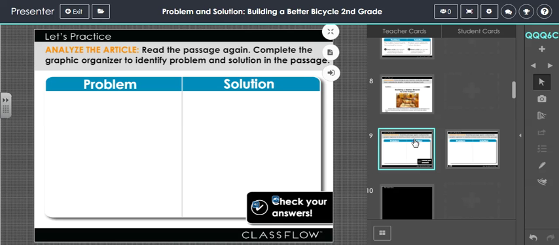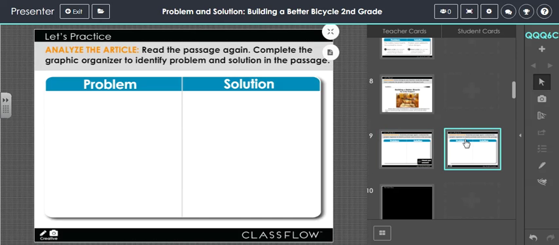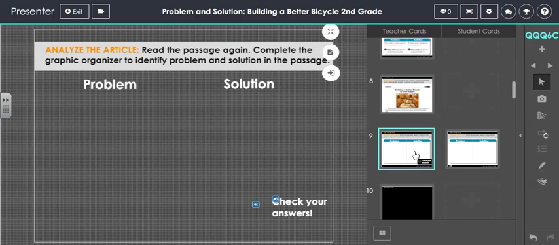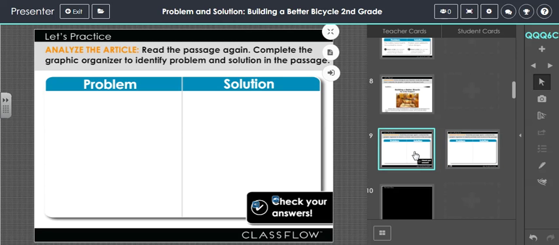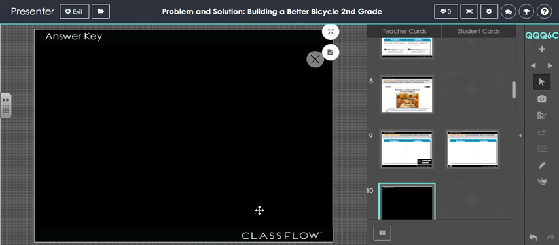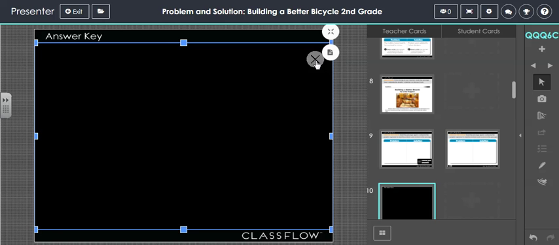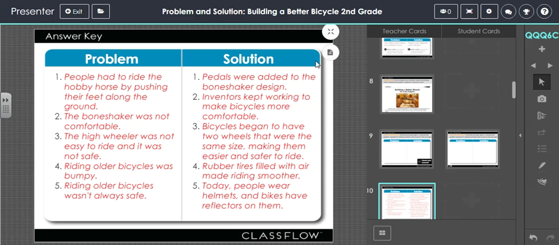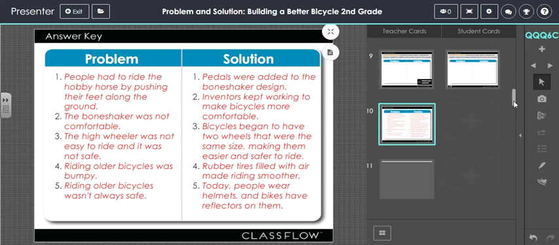The only difference is that the teacher card has a check your answers button. So the students could be completing this independently, or it could be done whole group with the teacher writing answers on the board, or this card could be left blank and the teacher could just use this card to check the answers. When you click check the answers, it takes you to an answer key. Click this reveal button. It shows all of the answers for the graphic organizer.